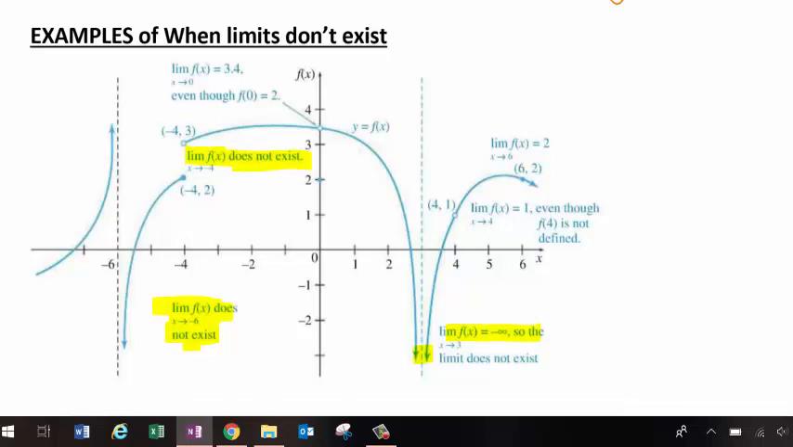Looking at the other two that they've highlighted, this one works. Even though there's a hole, it's still approaching the same value from each side. Here, this limit as x approaches 4 still exists, even though it's not defined. So this is a great one to go back over, pause, and look at.